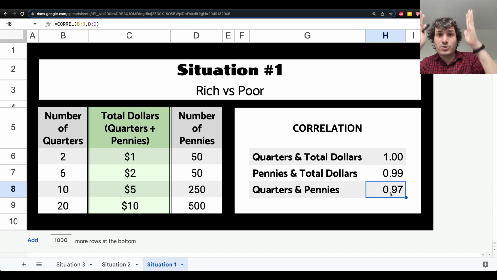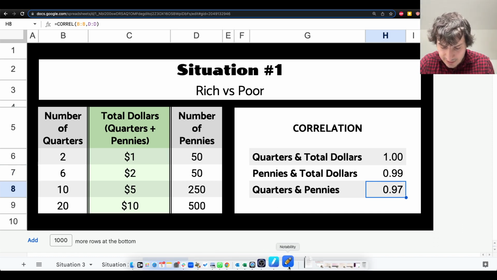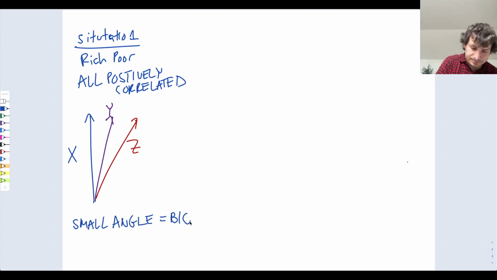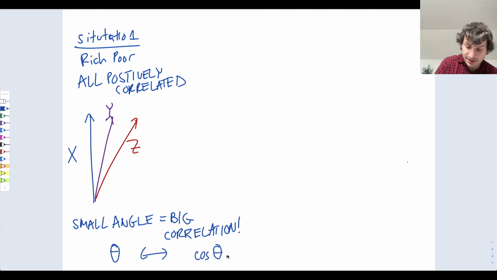And the correlation between quarters and pennies, between x and z, is a little bit further from 1. The angle is a little bit larger. And it really is exactly this picture of the 3 vectors lining up. And I think the thing to remember is that small angle means big correlation. Right? Because the correlation is the cosine of the angle theta. So when theta equals 0, the cosine of 0 is 1. You have a really big correlation, the biggest possible correlation.